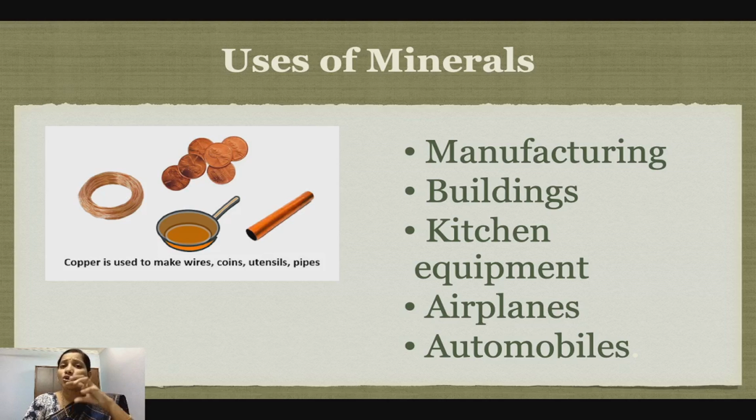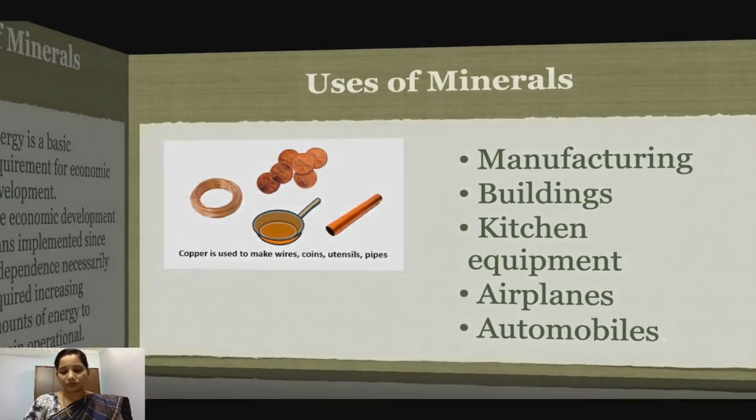Not only this, aluminium can be obtained from the ore of bauxite. It is used especially in manufacturing buildings and kitchen equipment. Not only this, we are also using this mineral in aeroplanes and automobiles. Up to now we discussed where minerals are distributed and what their uses are. Now let us discuss the conservation of minerals.